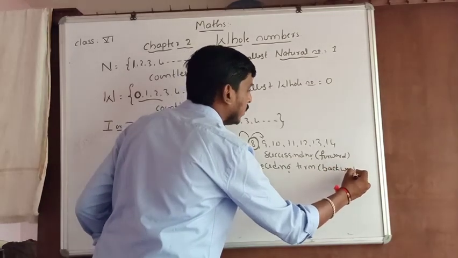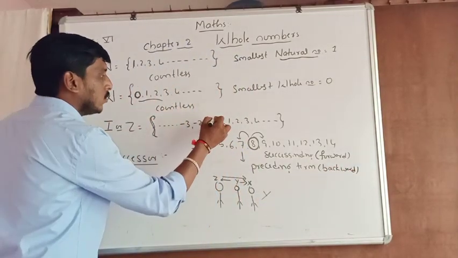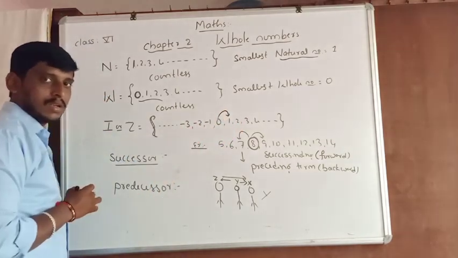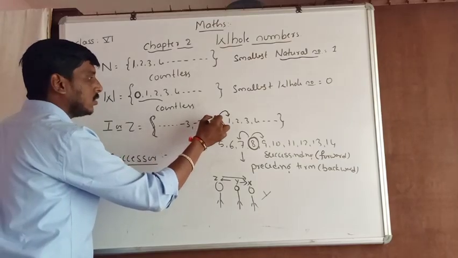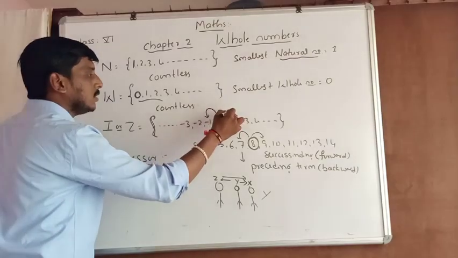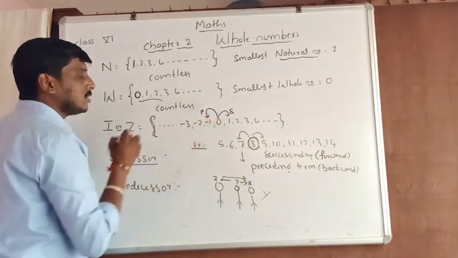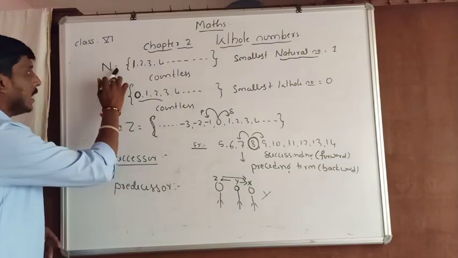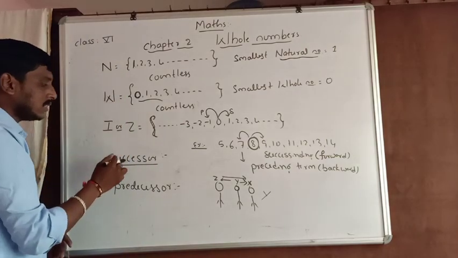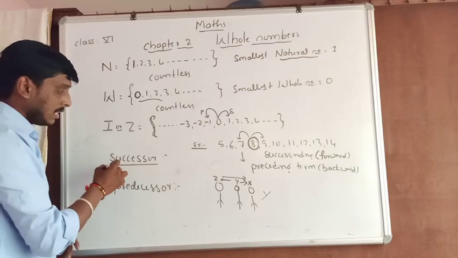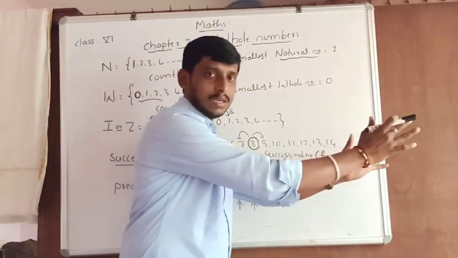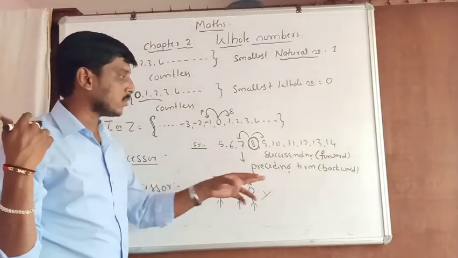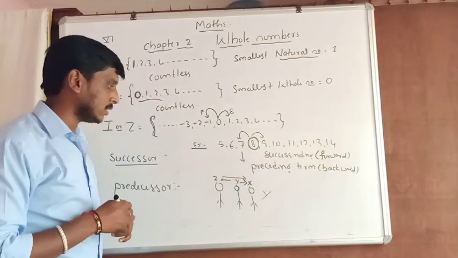So here I will take one more example. What is the succeeding number of 0? It is 1. What is the preceding number of 0? It is -1. This is S, meaning succeeding, and this is P, meaning preceding term. I hope you understood the topic. Natural numbers, whole numbers and integers are very important. Successor moves forward to the next numbers. Predecessor means back numbers: forward direction and backward direction.